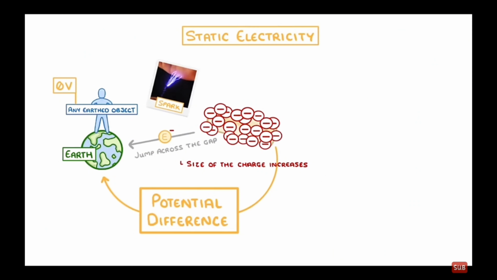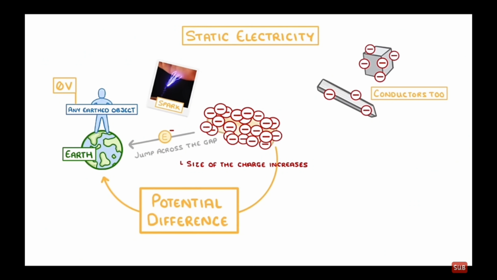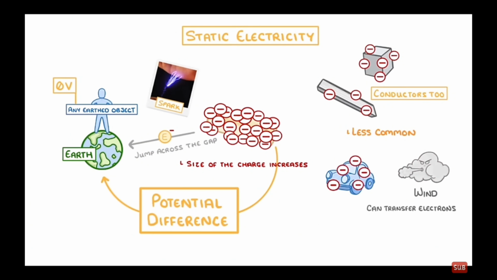One thing we need to point out is that charges can sometimes build up on conductors too. It's just much less common. For example, cars can build up charge because their metal frame is in contact with the wind, which can transfer electrons. You've probably experienced this yourself when you've touched a car and got an electric shock. This is just a small spark from the car discharging to the earth through your body.